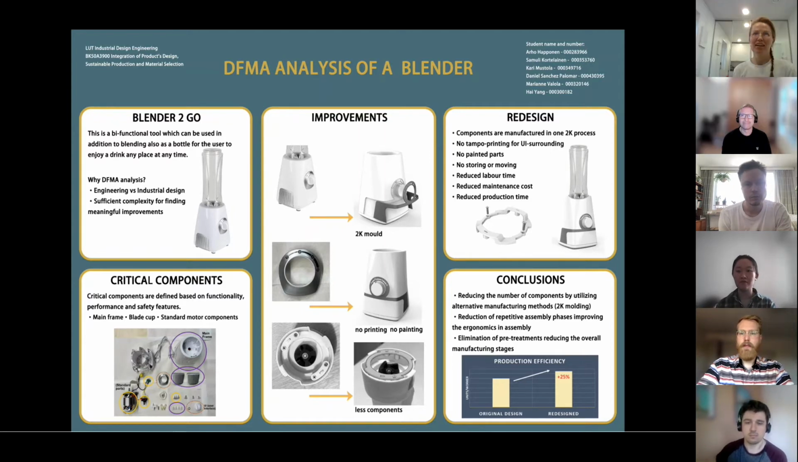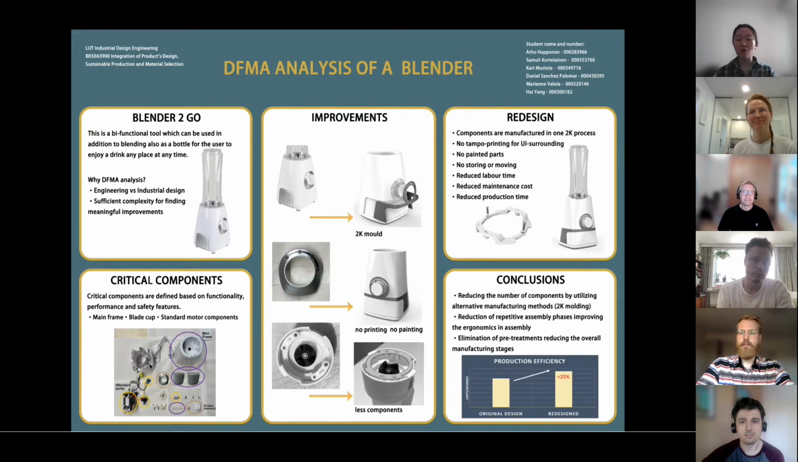Thank you, Kari. Hai, could you now tell what improvements did we suggest to this original product and why? Yeah, the separate components of side panels and information collar were replaced with one part by using the 2K injection molding process. This also eliminated the need for the painting process that was originally used for the separate side panels and the information collar. Tampo printing was also eliminated as the 2K molding process was used to generate the needed operational display information for the blender user.